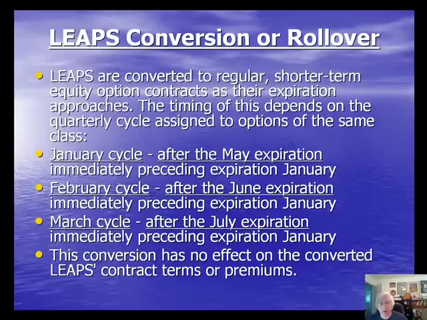That's also the time, as you'll remember from the last slide, when new LEAPS options are listed a few years out. For securities assigned to the February cycle, these LEAPS options are converted to conventional options after the June expiration. So for the upcoming January LEAPS expiration, that's going to become a conventional option, and that's when new LEAPS options for that security are listed for a few years out. And finally, for securities assigned to the March cycle, those LEAPS options are converted to conventional options for the upcoming January expiration after the July expiration. And that's also when new LEAPS options for those securities are listed for a few years out. Now, this conversion has absolutely no impact on the contract terms of those original LEAPS options or the premiums.